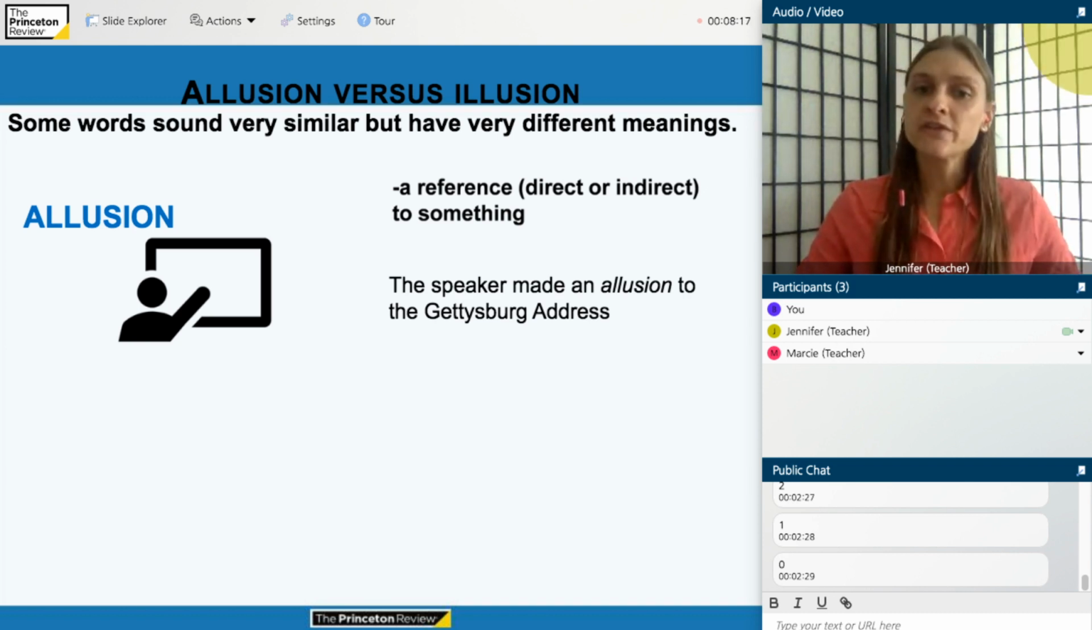And you could also say the speaker alluded to. So there is a verb form of allusion. Allusion here, as used, is a noun, and alluded, if we replaced allusion in the sentence, would be the verb form.